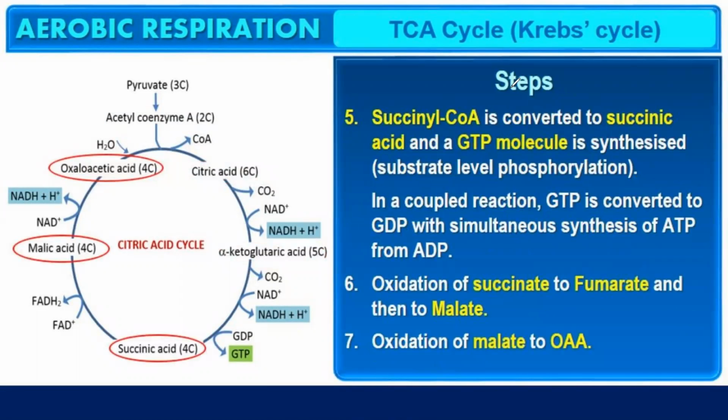The fifth step is succinyl CoA is converted to succinic acid and a GTP molecule is synthesized. In a coupled reaction, the GTP is converted into GDP with simultaneous synthesis of ATP from ADP. The oxidation of succinate to fumarate and then to malate is the next set of reactions. And finally, malic acid gets oxidized to form oxaloacetic acid.